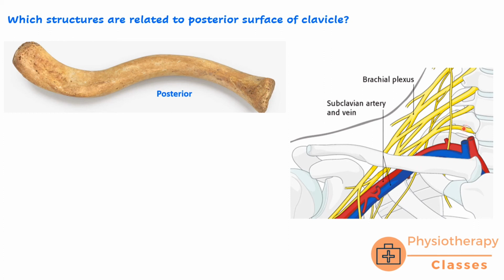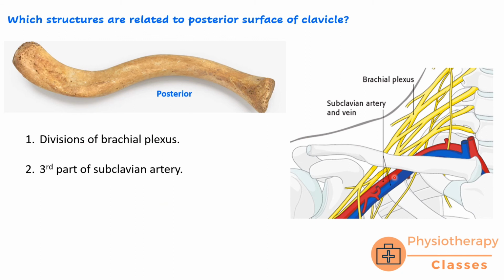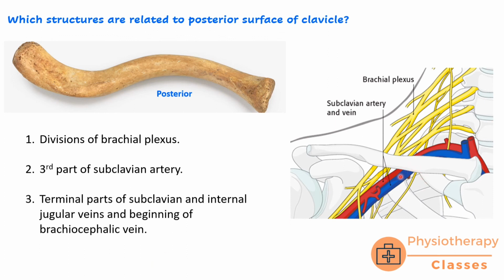Then we can see another set of vessels coming from head and neck, and these are the internal jugular vein that can be seen here, right? This is the internal jugular vein, this is the subclavian vein, and here you can see they will be forming a vein just behind the medial end of the clavicle, right? And that vein will be the brachiocephalic vein. So these structures will come in relation. The divisions of the brachial plexus will be related. Second is the third part of the subclavian artery, which will come in relation. And then we have the terminal part of the subclavian vein and the terminal part of the internal jugular vein. These two veins will join together to form the brachiocephalic vein just behind the medial end of the clavicle.